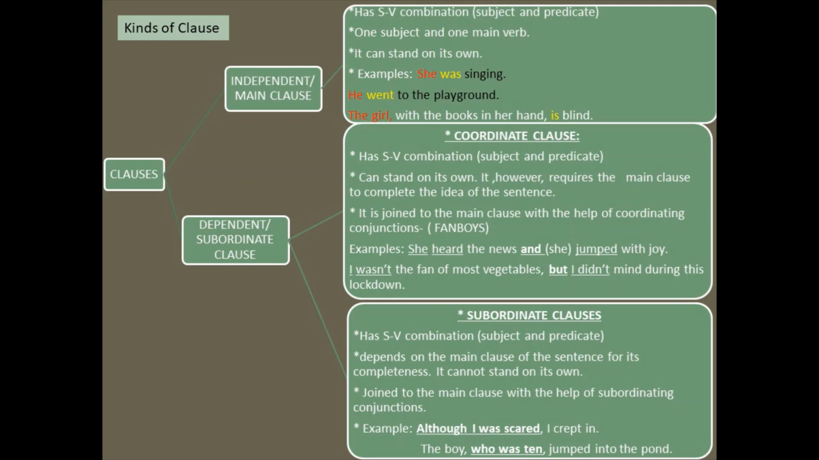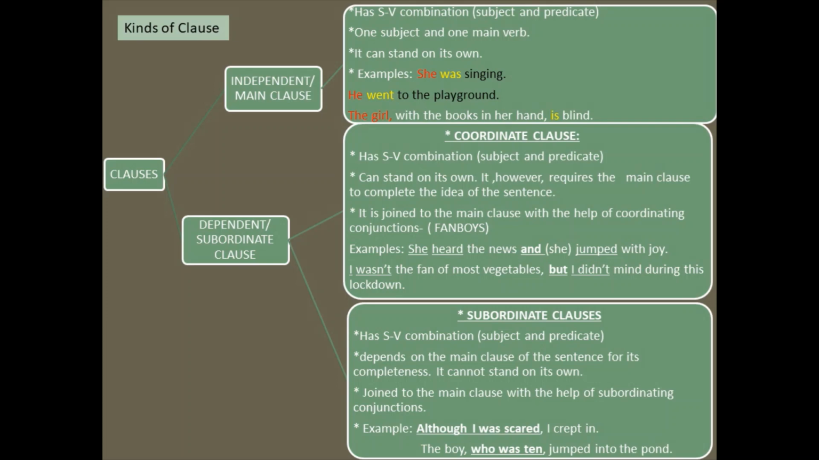Okay. So here what has happened? She heard the news. We have one clause here. She, subject, heard, verb. So this is one part and it makes a clause. She jumped with joy. She, subject, jumped, verb. So what do we see here? We see we've got two clauses and both can stand on their own if used alone. For example, she heard the news. That is complete in itself. It can stand on its own. Similarly, she jumped with joy. Again, that makes complete sense and it can stand on its own.